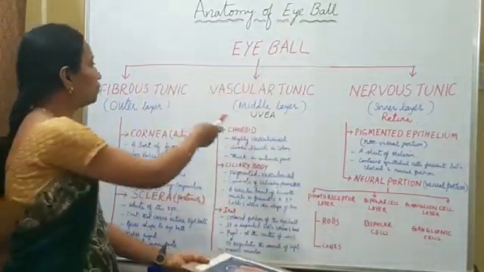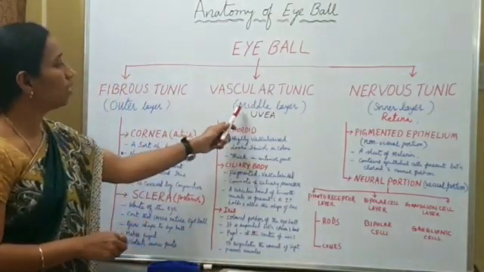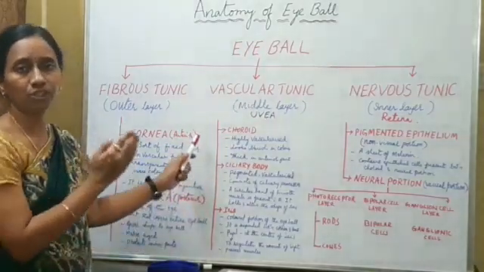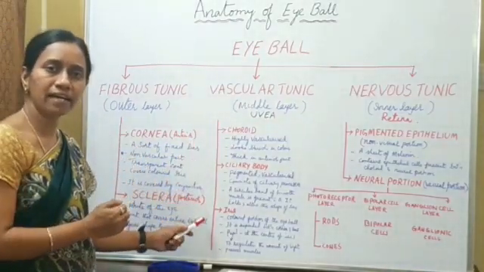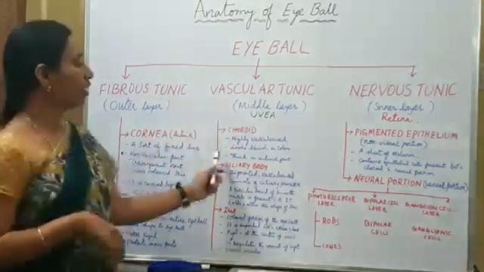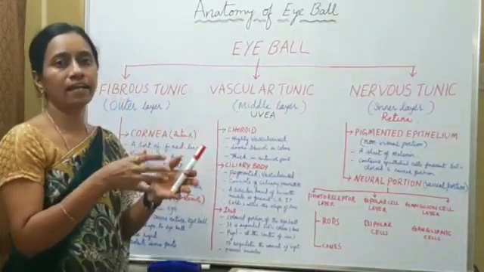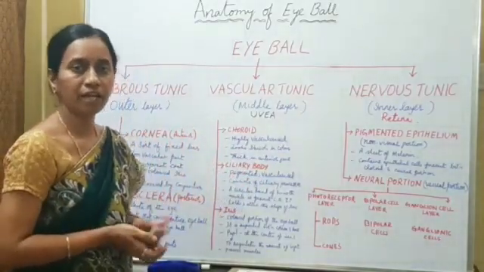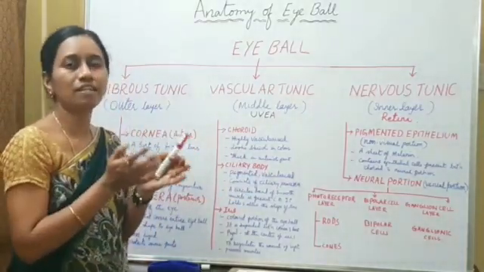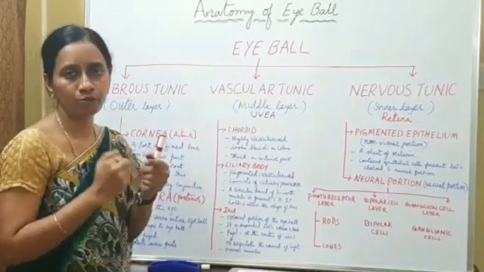It helps to protect the inner parts and also gives shape to the eye. Coming to the second layer, the vascular tunic, it is also called the uvea and it is divided into three portions: choroid, ciliary body and iris. The choroid is a highly vascular part. It looks bluish in color and the anterior part becomes thick and is called the ciliary body. That ciliary body is a pigmented part and it is also vascularized. It possesses a small circular band of smooth muscle.